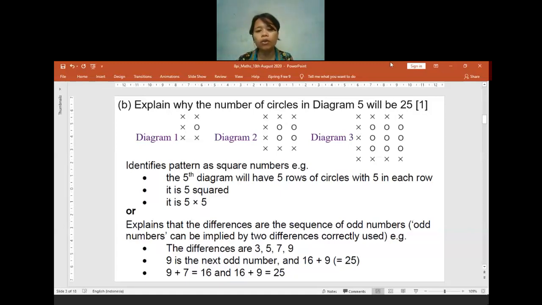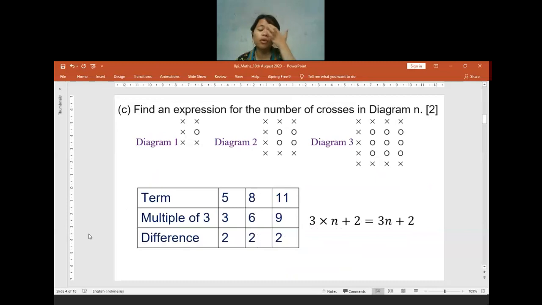Is there anyone having any question, or maybe my explanation is still confusing? No, for sure. Okay. If you have any different answer, maybe you can tell me which one I need to discuss. Okay. No question. Okay. If no question, I will move to question 1C.